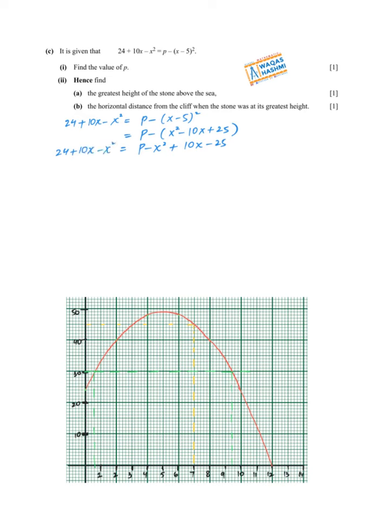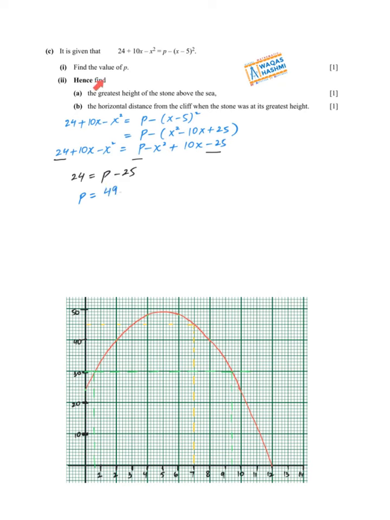Since we need to find out the value of p here, I will equate the constants only. So here the constant is 24, and here we have a constant of p minus 25. That means 24 is equal to p minus 25, and the value of p is equal to 25 plus 24, it's 49. That is your answer.